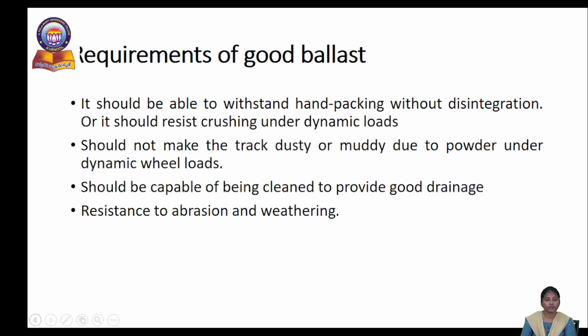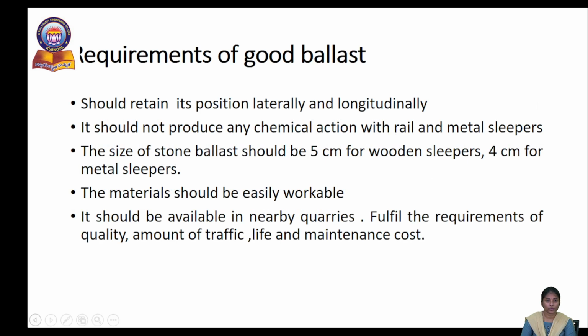Coming to requirements of ballast material used in the railway track, it should be able to withstand hand packing without any disintegration, and it should resist crushing under dynamic loads. It should not make the track dusty or muddy due to powder under dynamic wheel loads. It should be capable of being cleaned to provide good drainage condition, and it should provide resistance to abrasion and weathering action. It should retain its position laterally and longitudinally both. It should not produce any chemical action with rail and metal sleepers.